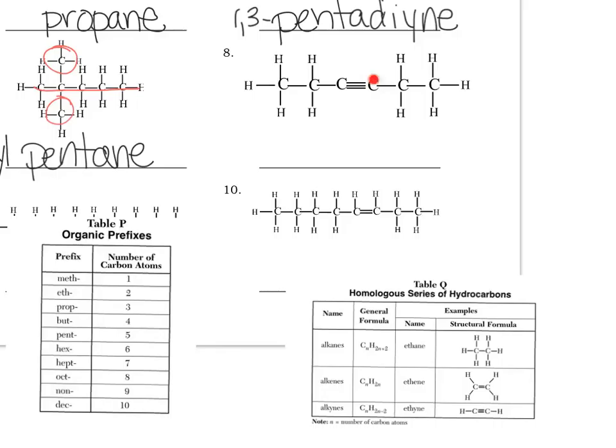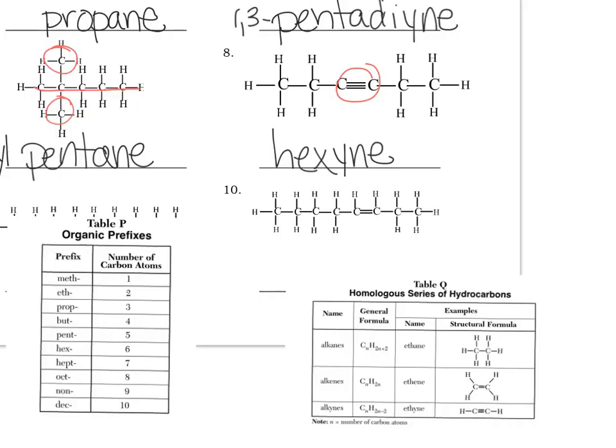Looking at this one, I have a triple bond, so I know that's going to be significant in naming it. I'm going to count my carbons, 1, 2, 3, 4, 5, 6 of them. So this time we're going to use hex. But instead of an ANE like we often use, because of that triple bond, I'm going to use a YNE. And then I need to give the address of that triple bond.